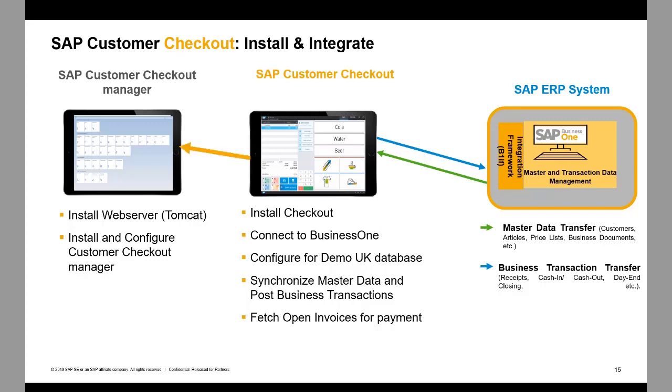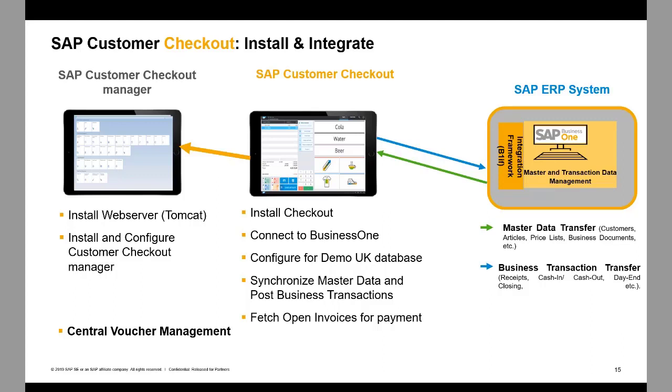So this means that the Customer Checkout will be connected to the Customer Checkout Manager as well. After that, I will show you some central functions which use Customer Checkout Manager and SAP Business One. So all the three systems are connected. One such topic is central voucher management. I will explain this when we are doing it.